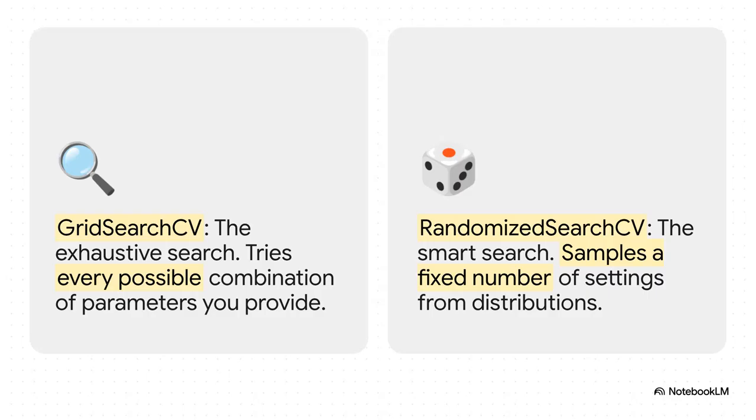So how on earth do you find the best settings for those knobs and dials? Well, Scikit-learn gives you some awesome tools for exactly this job. You've got GridSearchCV, which is basically the brute force method. It will literally try every single combination of parameters you give it. But a smarter and often faster approach is RandomizedSearchCV. Instead of trying everything, it just samples a bunch of random combinations. It's way more efficient and, surprisingly often, finds a result that's just as good, if not better.